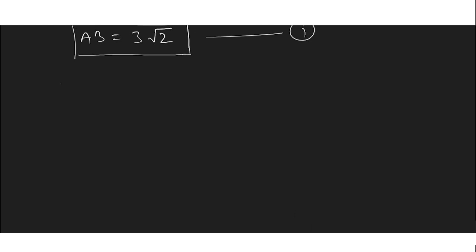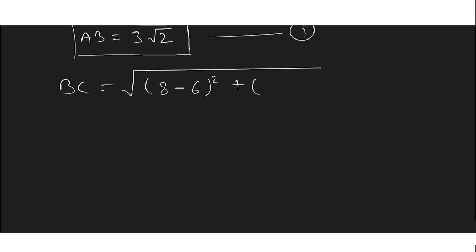Now we have BC is equal to square root of (x3 minus x2) whole square, x3 is 8 minus x2 which is 6 whole square, plus (y3 minus y2), which is 6 minus 4 whole square, which is equal to 8 minus 6 is 2, its square is 4, plus 6 minus 4 is 2, again its square will be 4. BC will be equal to square root of 4 plus 4, which is 8.